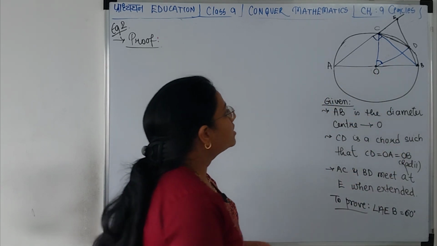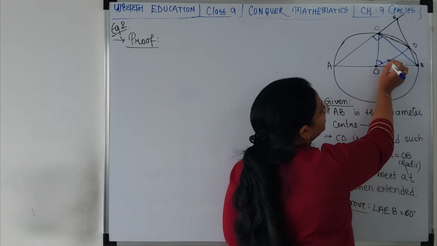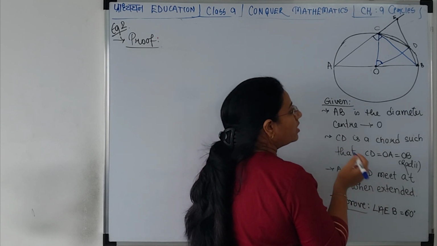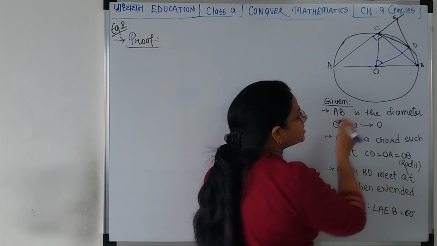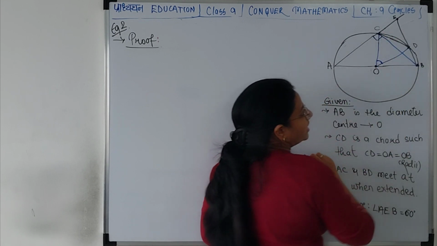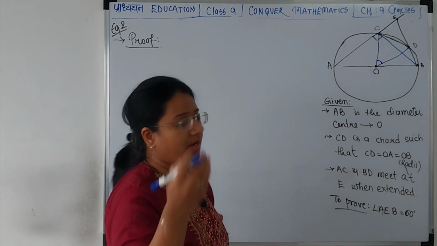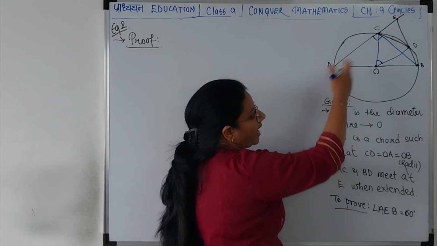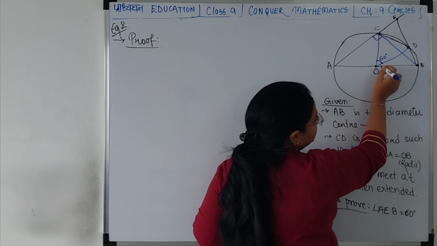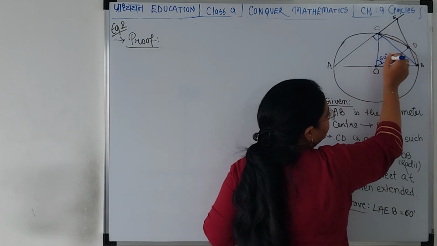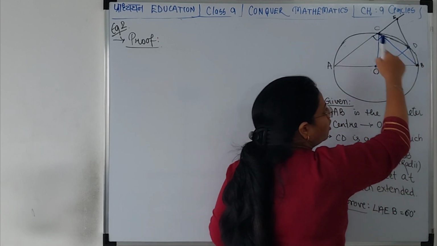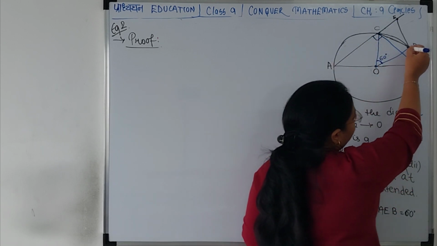Is that clear? So now understand that OCD is an equilateral triangle. Why so? Because OC is equal to OD is equal to CD. All the three sides of the triangle are equal. So these three angles are 60 degrees each. COD is 60 degrees. This is the angle made by the chord CD at the center. Can you see another angle made by the same chord on the circle? Yes, we can. Which angle?